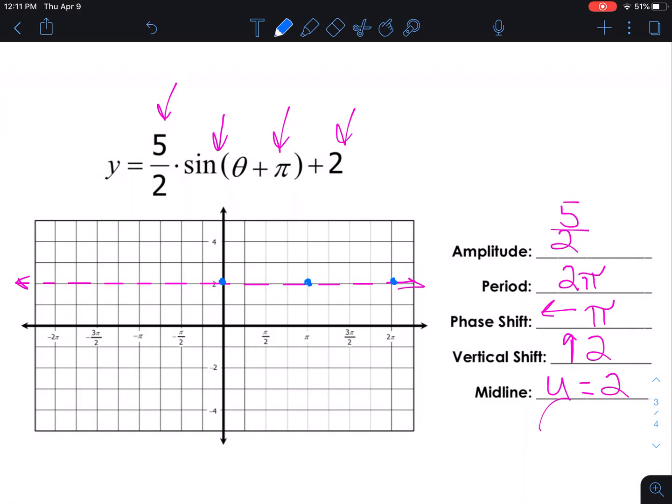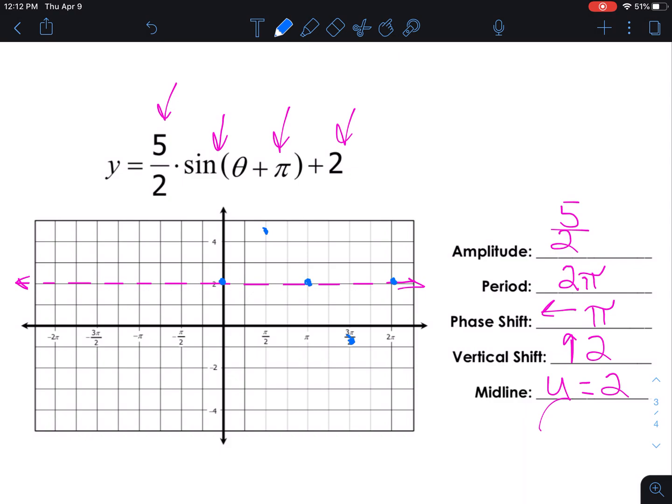Now in between our first dot and second blue dot, we have to be 2.5 units up. So at pi over 2, I need to be somewhere in that neighborhood right there. In between our second and third dots, we have to be 2.5 units down from there. Let me make my dot a little bit bigger there.